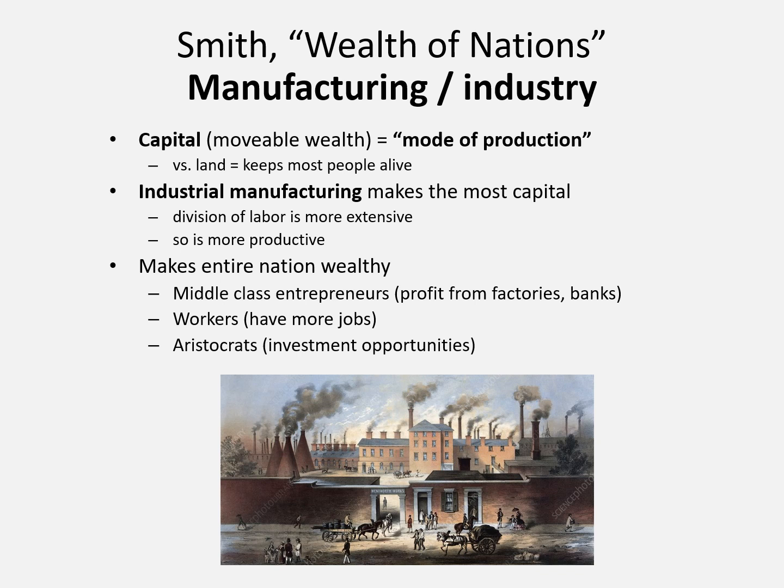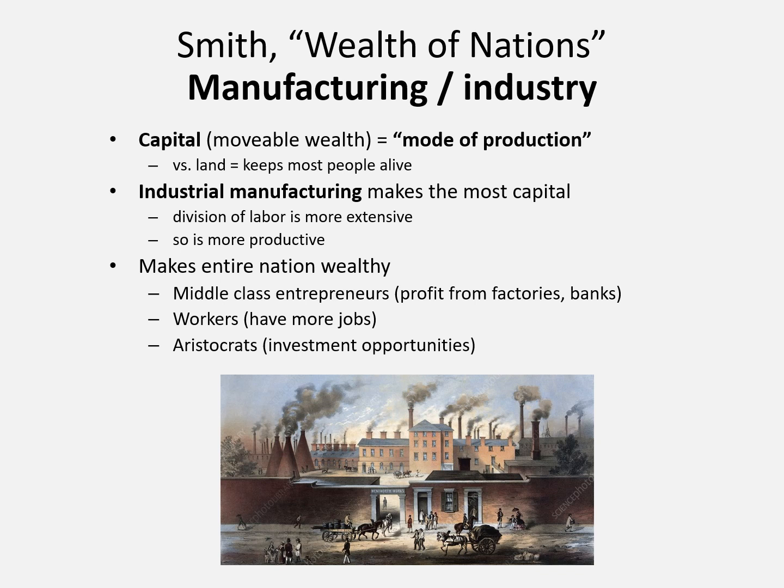Smith, on the other hand, thought that manufacturing and industry was the most important source of wealth, not agriculture. And this is because he thought it had the ability to be more productive than any other source of wealth, particularly because the division of labor could be more extensive in manufacturing. And he supported industrial manufacturing because he thought it made the entire nation wealthy, not just the aristocrats. Hence the title of his book, Wealth of Nations.